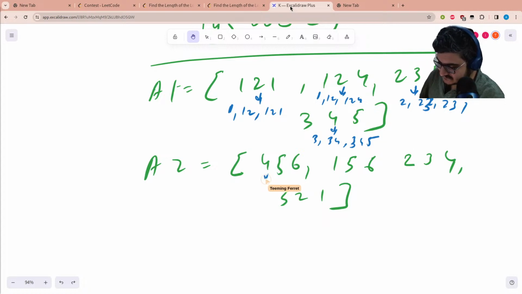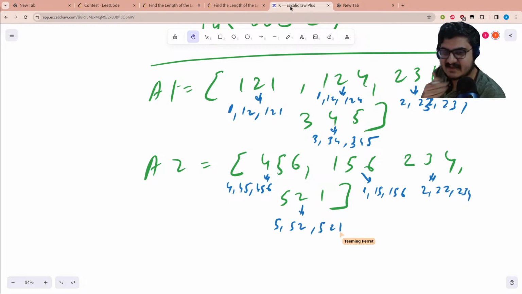Similarly, if we look at all the numbers here, the prefixes are 4, 45, and 456. Here the prefixes are 1, 15, and 156. Here the prefixes are 2, 23, 234. Here the prefixes are 5, 52, and 521. Prefix means a string starting from the first index which is also present in that string. For example, if a string has length 3, then there would be three prefixes: one which consists of only the first character, a second which consists of the first two characters, and a third which consists of the first three characters, which would be the complete string.